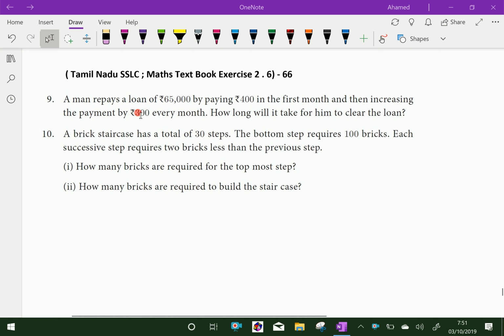A man repays a loan of ₹65,000 by paying ₹400 in the first month and then increasing the payment by ₹300 every month. How long will it take for him to clear the loan? Question number 9.